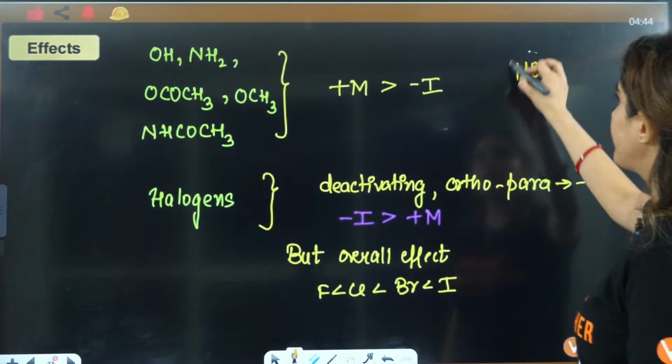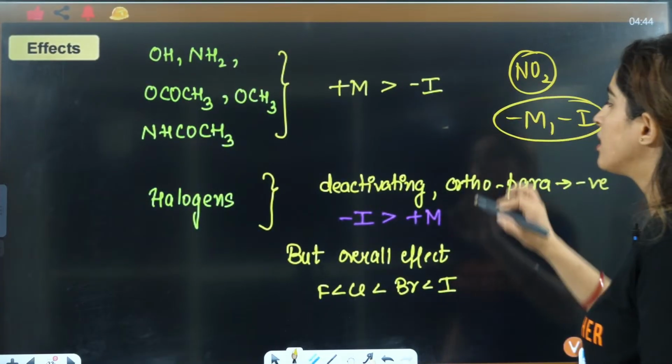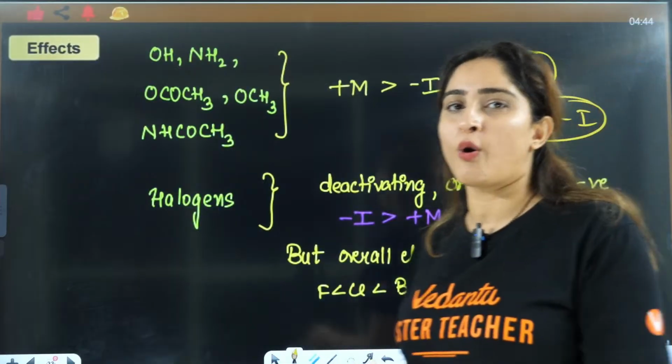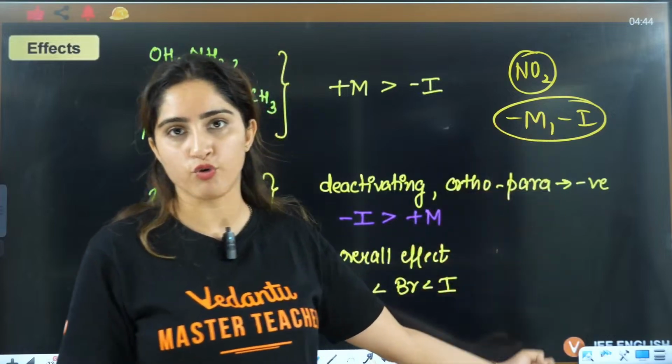For example, you have NO2. NO2 is showing minus M and minus I both. So it doesn't matter which is dominating, right? So you can take a chill pill there, because both are electron withdrawing only.